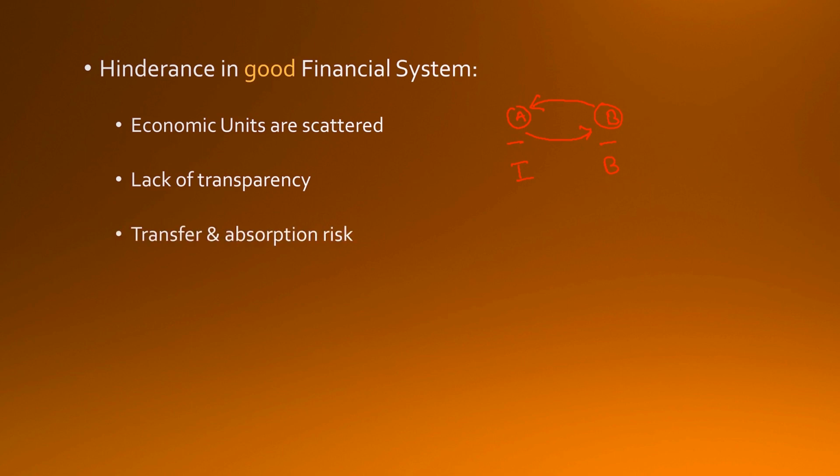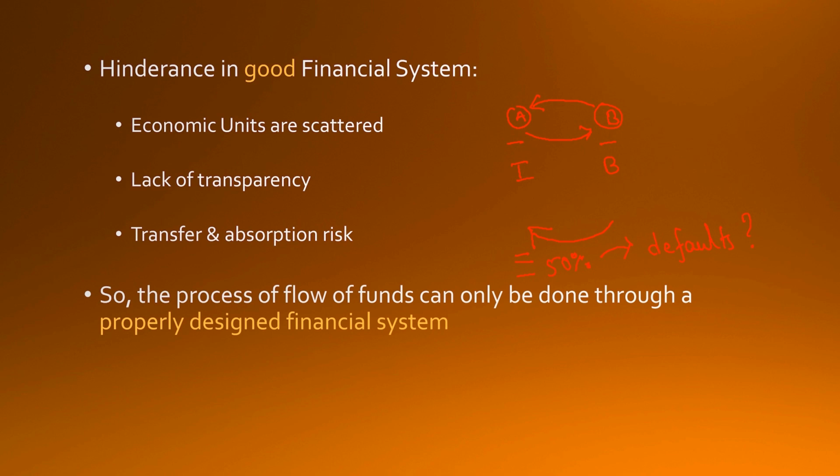The last is transfer and absorption of risk. There is a possibility of default. Let us say after some time this individual pays back 50% of the loan amount. After that, this individual defaults. What happens then? Who bears the risk of the remaining 50%? So a good financial system must be able to overcome these constraints. The process of flow of funds can only be done through a properly designed financial system.